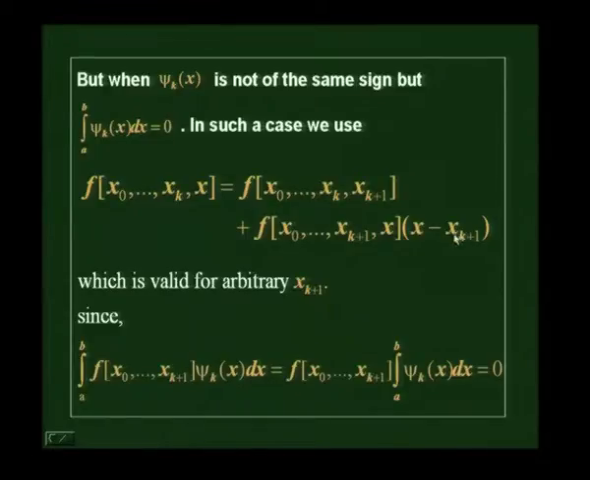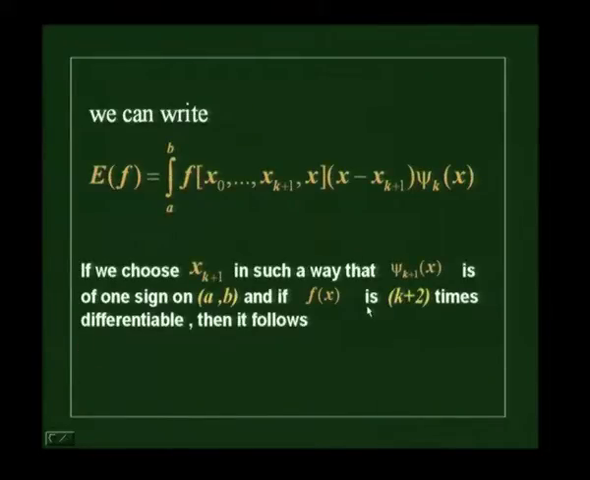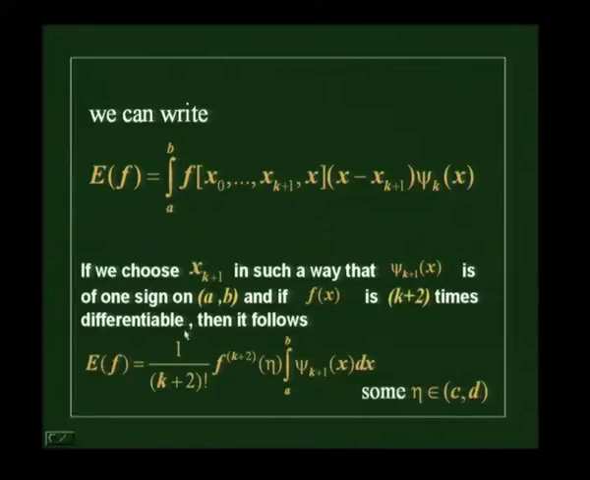So, from that you can say that the new function, psi k into x minus x k plus 1, will replace the earlier one, and if that is of the same sign, then I can write this error in terms of the k plus 2 derivative of the function f. So, that was the basic foundation.